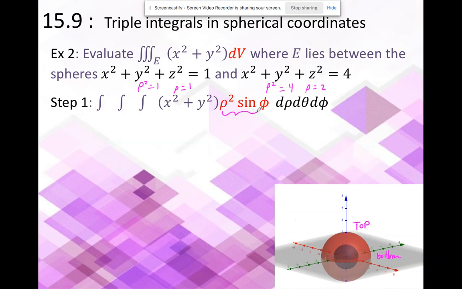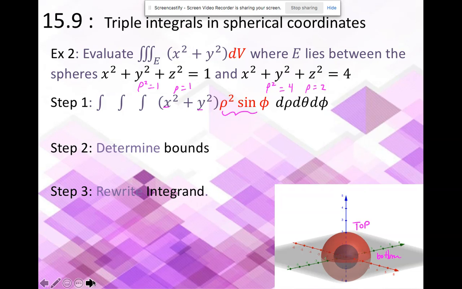Pay the price. I'm going to have to go over x squared and y squared. I'm going to have to transform them as well. What are my bounds? And rewrite my integrand. So my bounds, as I said, I'm dealing with rho. Rho is going to go from what? 1 to 2. Right? Because I radiate out to the lower one, radiate out to the higher one, top minus bottom.